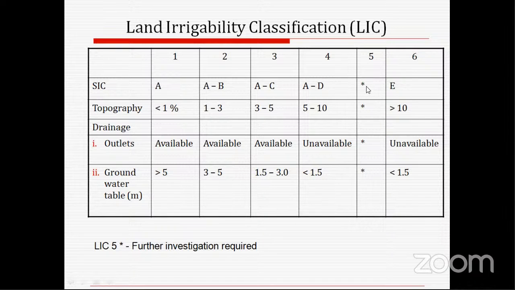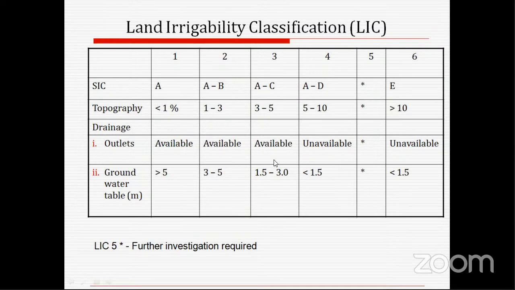We have to go for further investigation. There is no data. Coming to the E, you can see some E characters. We can see in class 6, in topography, it is very less than 1, but here you can see 1 to 3% topographical bending is there, and 3 to 5 here, 5 to 10 here. As usual, there is no data here. It is more than 10.